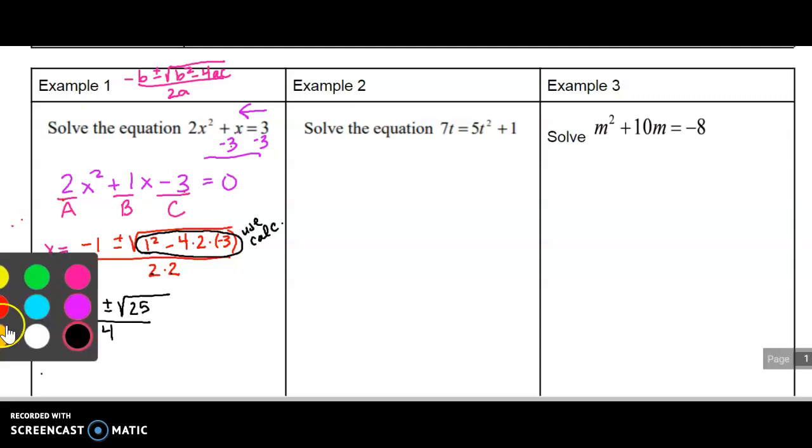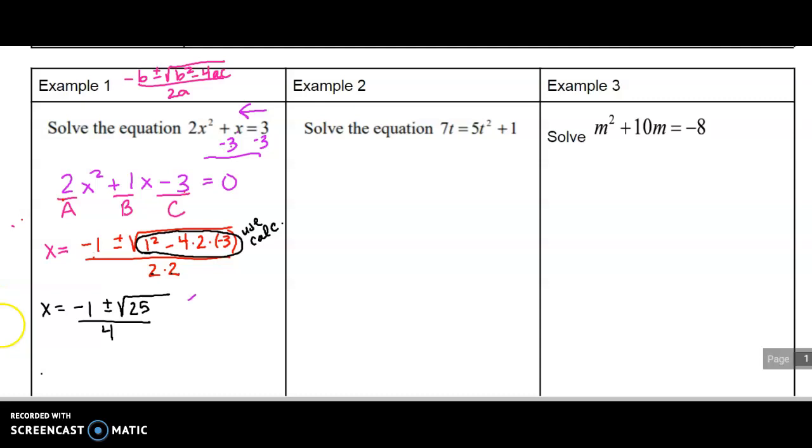So then next, I want to see if I can simplify the root. So try to simplify. Sometimes it will, sometimes it won't. Well, the square root of 25, remember, that's 5 times 5, and we want to look for doubles. So this is just 5. So I get x equals -1 plus or minus, the root's not there anymore, all over 4.